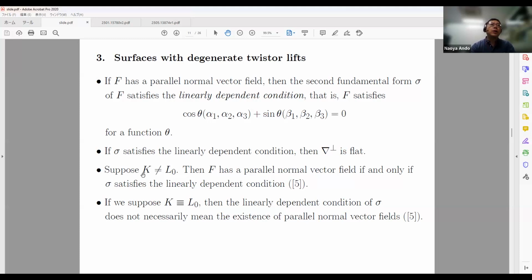Suppose that the curvature of the surface is not equal to L0, the constant sectional curvature of the space. Then F has a parallel normal vector field if and only if the second fundamental form sigma satisfies the linearly dependent condition. If we suppose that K is identically equal to L0, then the linearly dependent condition of the second fundamental form does not necessarily mean the existence of parallel normal vector fields.